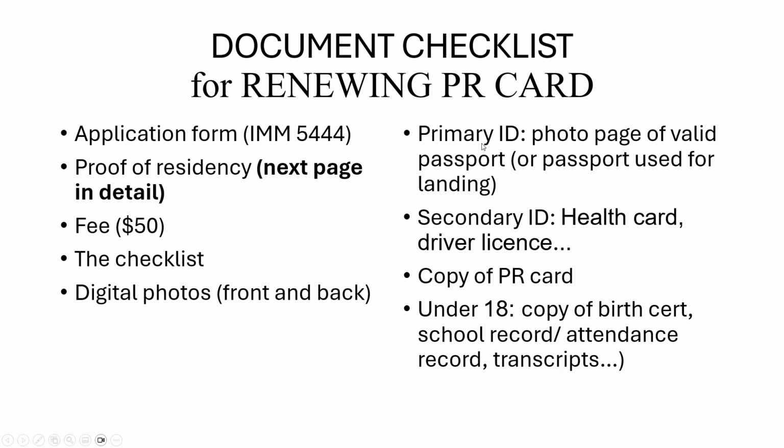The primary ID is a photo page of a valid passport, or maybe the passport that you used for landing. The secondary ID may be the health card or the driver's license. And of course, you would need to provide a copy of the PR card. And if you help your child to renew the PR card, you would need to provide a copy of the birth certificate, the school records or school attendance, and the transcript as well.